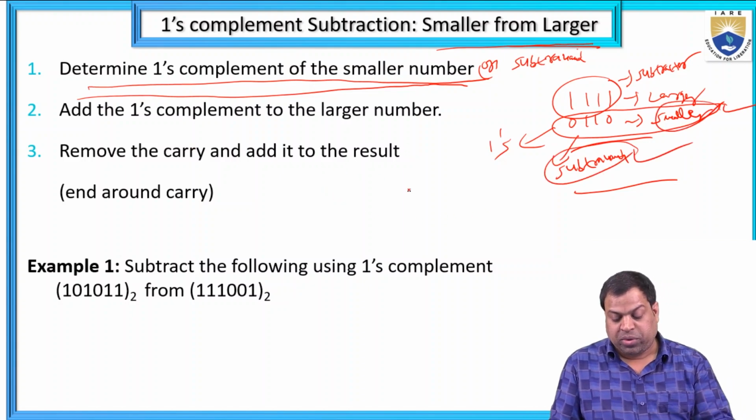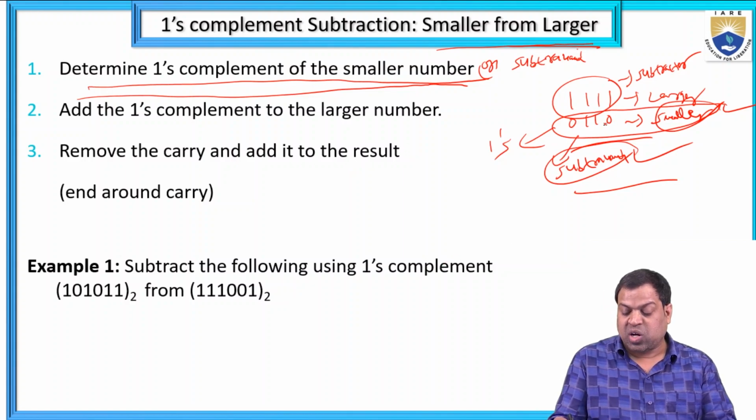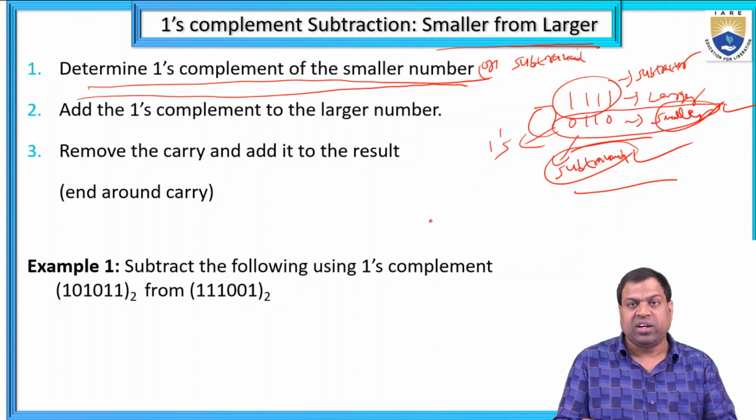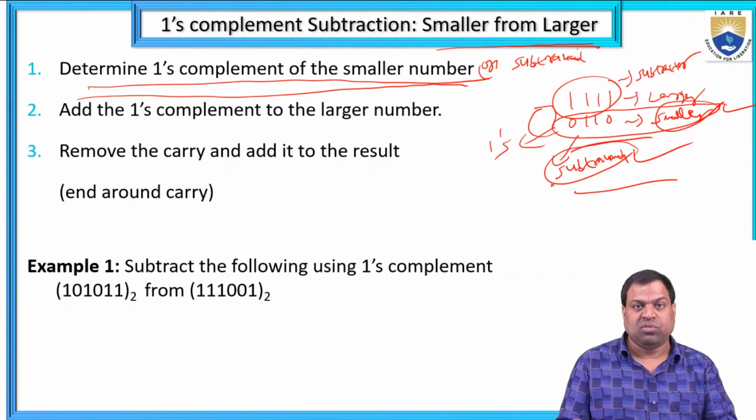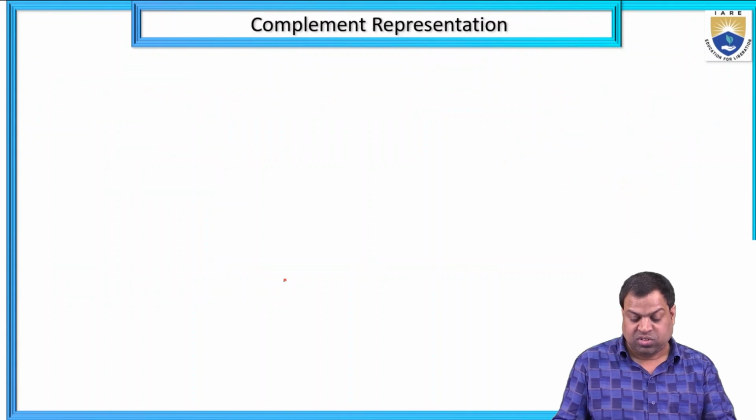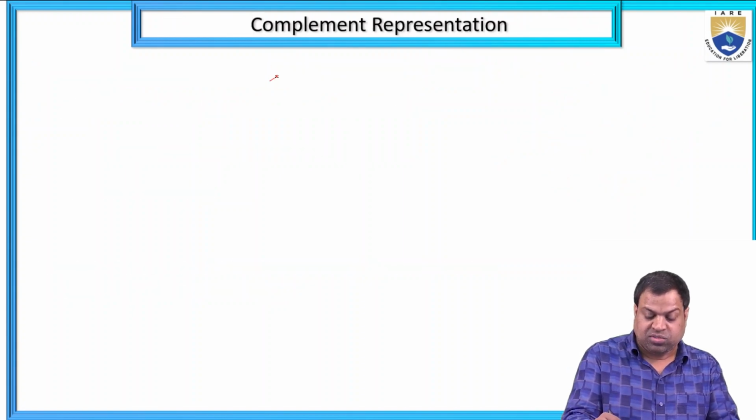Next, add the ones complement to the larger number. After completion of ones complement of the smaller number, what is the result value? Result means after performing the ones complement, what is the value? This value is added to this, and remove the carry and add it to the result. So what carry will come? Suppose the input is 4 digits. If I am getting 5 digits, the last digit is a carry. This carry we have to remove and add it to the LSB. So we will discuss with one example. So here I am taking subtraction.